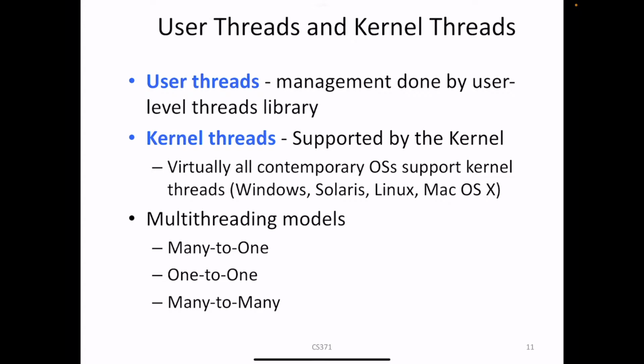Then you may ask, since we have user threads and kernel threads, what is the relationship between these two types of threads? Actually, there are three widely used multi-threading models to map the user threads to the kernel threads, which are named many-to-one, one-to-one, and many-to-many. In later slides, we will discuss them one by one.